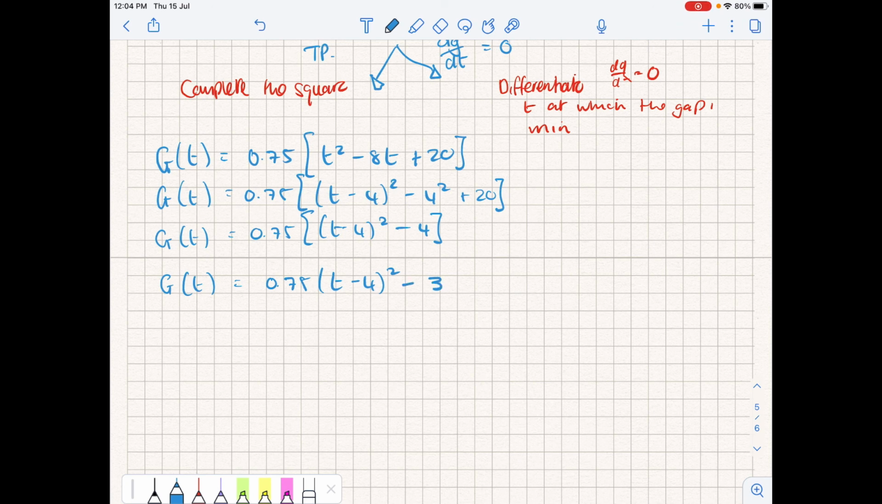This tells me that I have a turning point, right? And in this case, this is a minimum because it's a positive quadratic, right? We have a minimum at the point 4, negative 3. My apologies, this is positive. There was negative 16 plus 20, so that's positive 4, so that becomes positive 3.